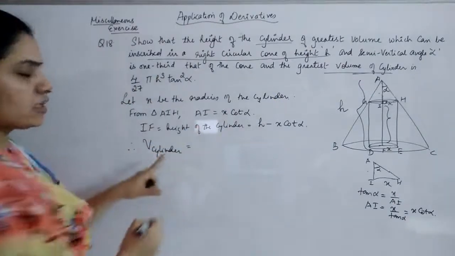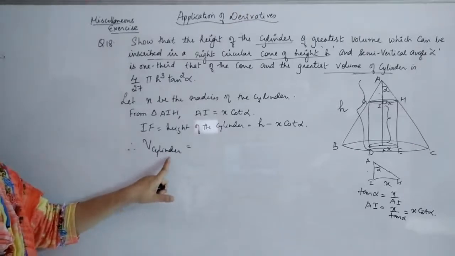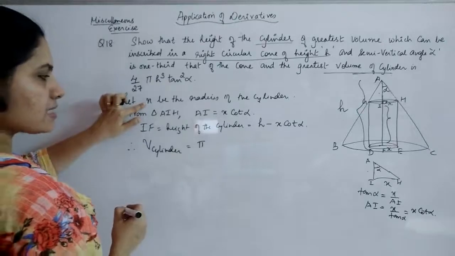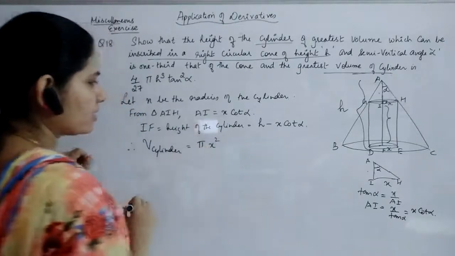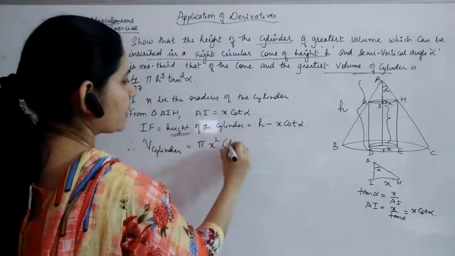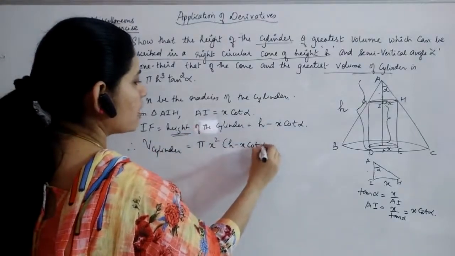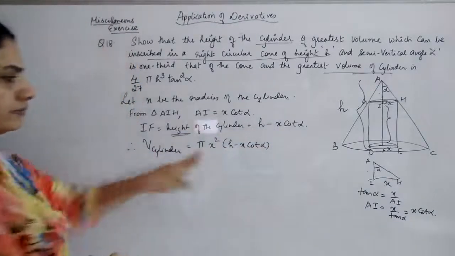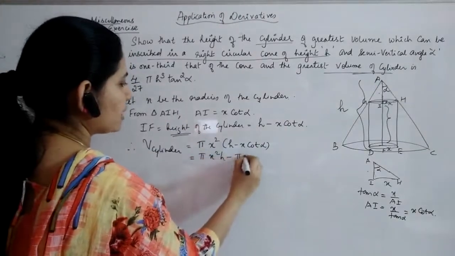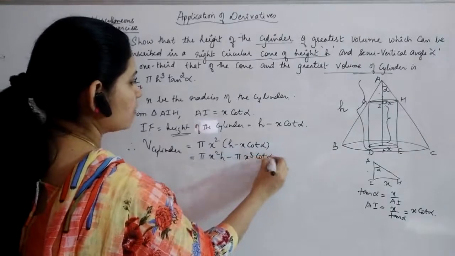So now the volume of the cylinder. What is the volume of a cylinder? π r² h. So here you have π, instead of r you have the radius x, so it is x², and instead of h, the height of the cylinder, you have h minus x cot alpha. So this is π x² h minus π x³ cot alpha.